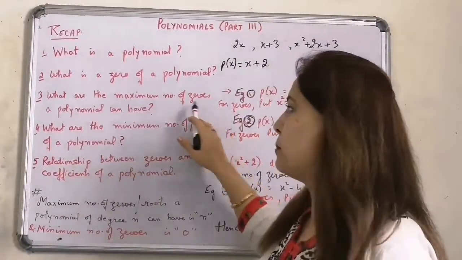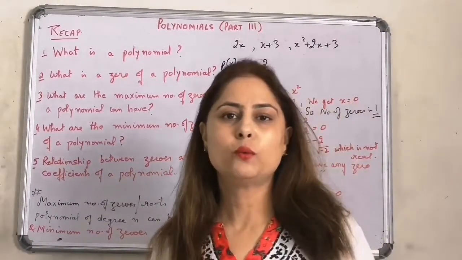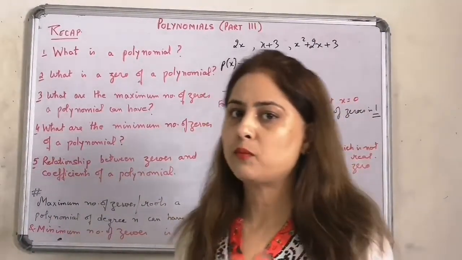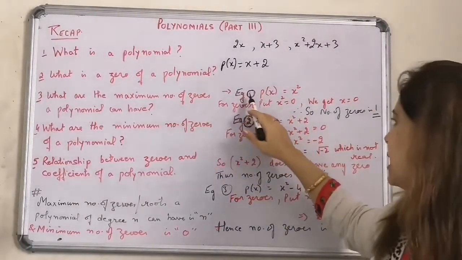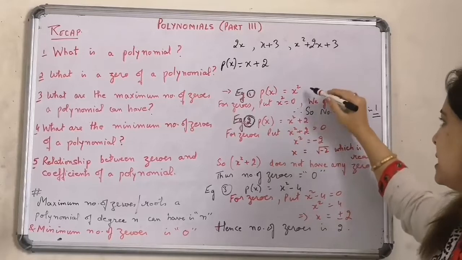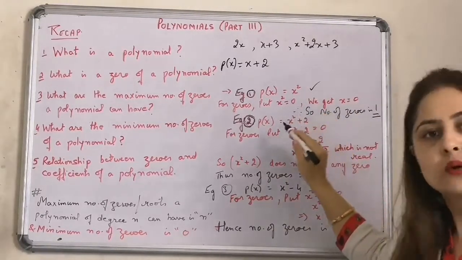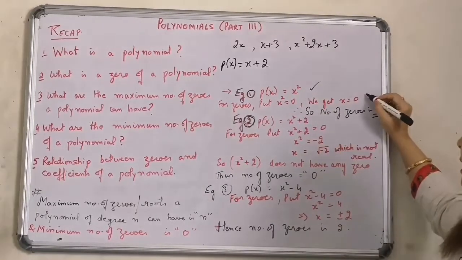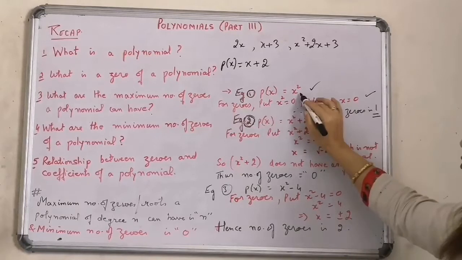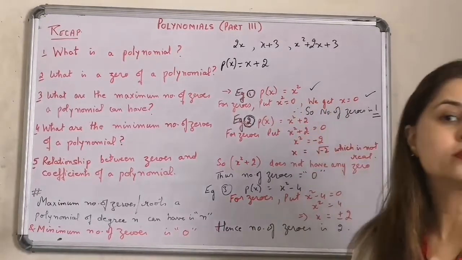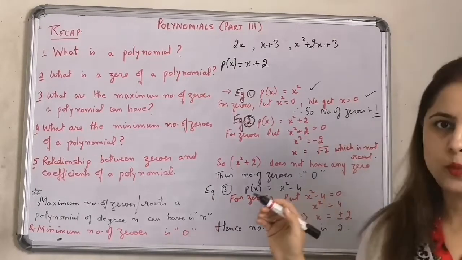What are the maximum number of zeros a polynomial can have? What are the minimum number of zeros a polynomial can have? And for that, I have taken up three examples with you. In example 1, I have taken a polynomial, say x here. For zeros, put the polynomial p(x) is equal to 0. We get x is equal to 0. It means by putting x is equal to 0, we get p(x) is equal to 0. The polynomial becomes 0. So the number of zeros in this case is 1.